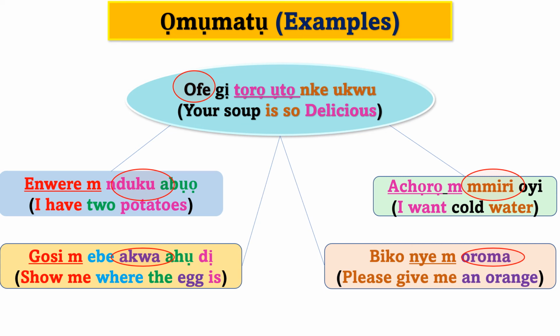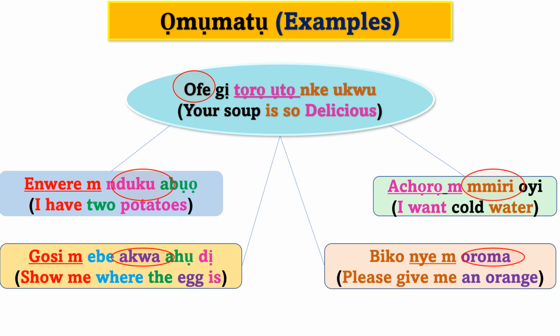The next item we'll be looking at here is aqua. Aqua bụ egg. So gosim ebe aqua ahụ dị. The translation says, show me where the egg is. So gosim bụ show me. Ebe bụ where. Aqua bụ egg. So the egg bụ aqua ahụ. So gosim ebe aqua ahụ dị.